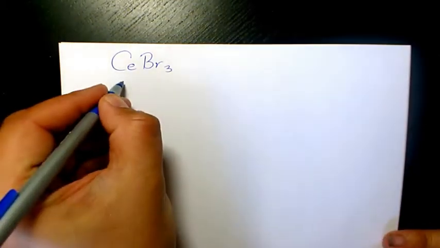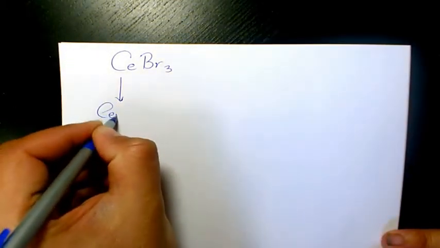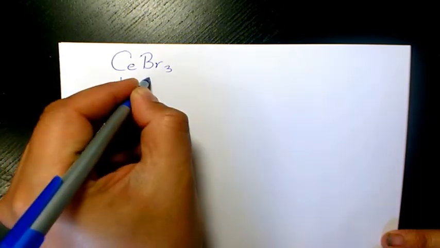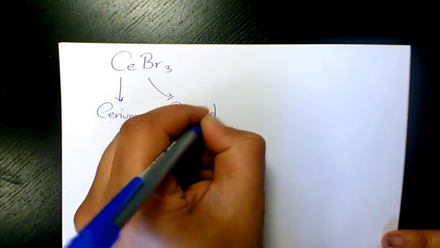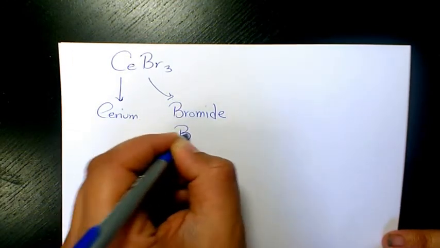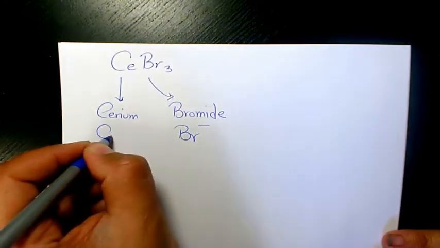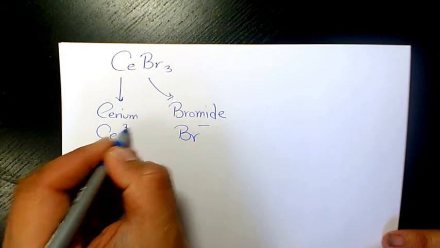Welcome to another video. In this video I want to show you how to name this chemical, which is CeBr3, and then find out the molar mass or molecular weight. Ce is cerium and Br is bromide ion, because it is Br minus, and here we have Ce 3 plus.